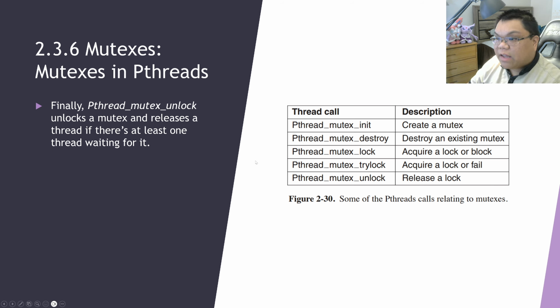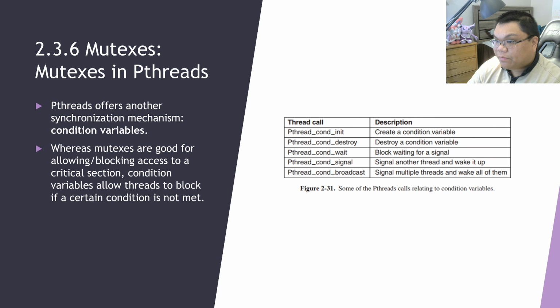Finally, pthread_mutex_unlock unlocks a mutex and releases a thread if there's at least one thread waiting for it. So this is how we get synchronization to happen at the level of pthreads. So we have mutex locks that threads can acquire, and if another thread tries to acquire the lock, it will be blocked until the thread that was using the lock calls unlock.